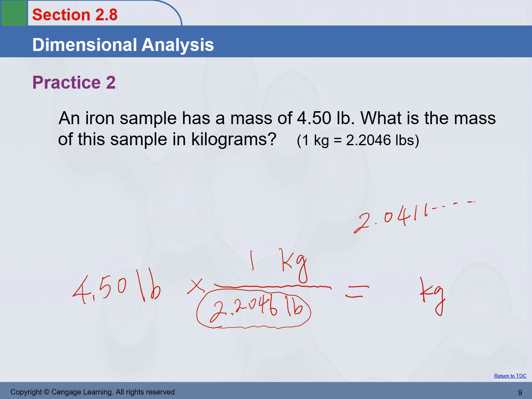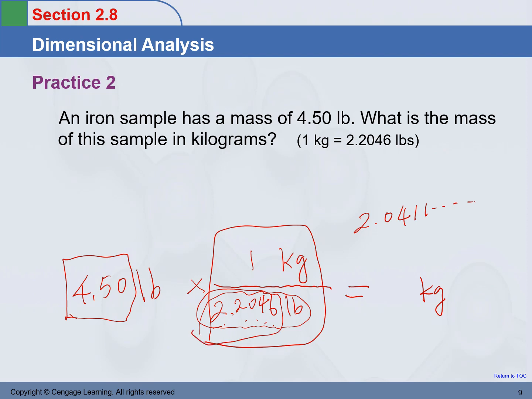Now you need to make a decision how many sig figs you need to keep. Again, this is the measurement, 3 sig figs. This one has 1, 2, 3, 4, 5 sig figs. The one here doesn't count. This is the final conversion number. It has 5 sig figs. So your answer should keep 3 sig figs. 2.04 kilo will be your answer.